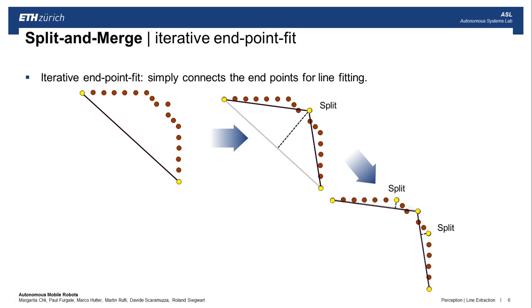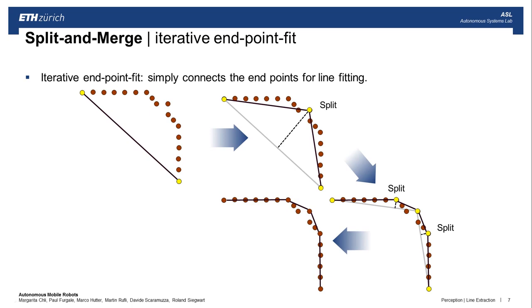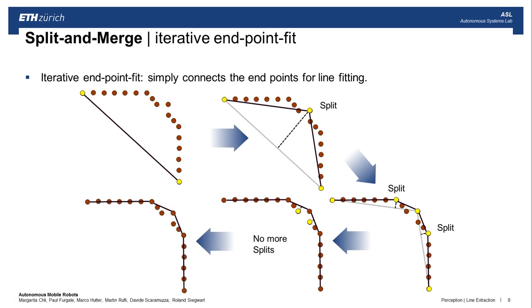Then again, we look for the furthest away points, and here more splits happen. Now, at this stage, we have no more splits because the distance of the furthest away points to any lines does not surpass the threshold. So what we need to do is check consecutive line segments, and if they are very similar, if they share very similar parameters, then we merge them, which is what happens here.